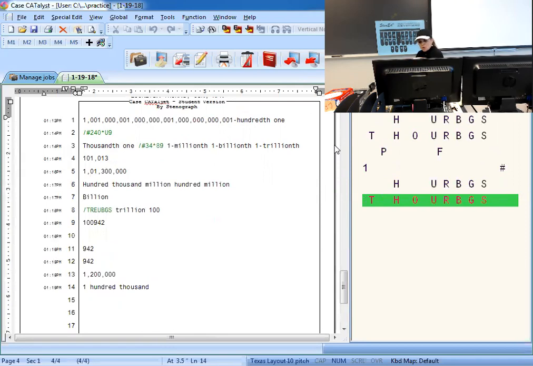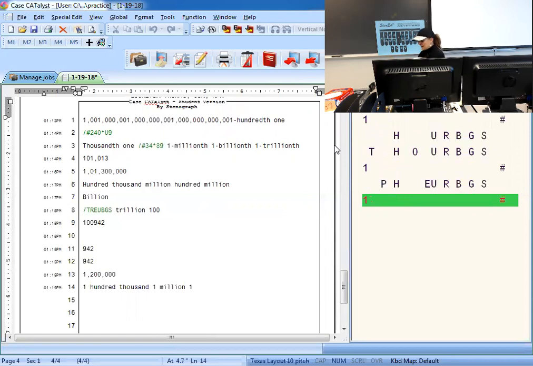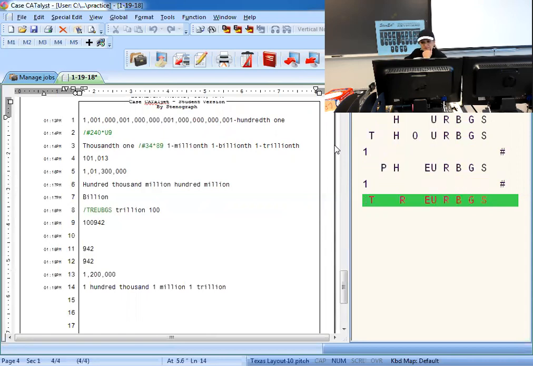If we wanted to write 1 million, instead of writing all the zeros, you could just write 1 MIRBGS. See how easy that is? Instead of writing all the zeros. So this is a shortcut for the big, big numbers like 1 trillion. We don't want to keep writing all those zeros. So you're just going to write 1 and then TRIRBGS, and it'll give it to you. Okay, so very, very helpful.